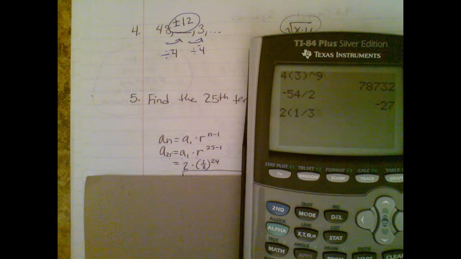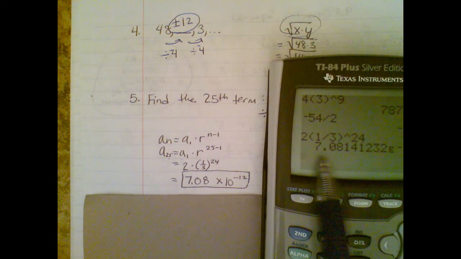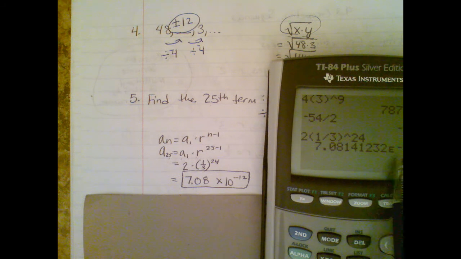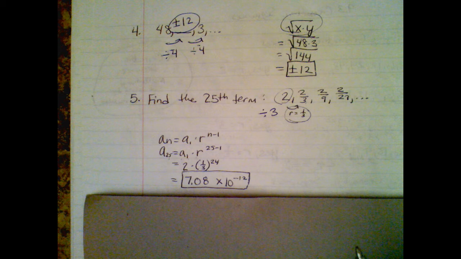So then we're going to just type that into our calculator as is. So 2 times 1/3, make sure the 1/3 we put inside parentheses, caret, and then 25 minus the 1 is just 24. So to the 24th power, and we get this answer right here. And this is just scientific notation, so we can round to the hundredths place, so 7.08 times 10 to the negative 12th power. We can just leave that as our final answer.